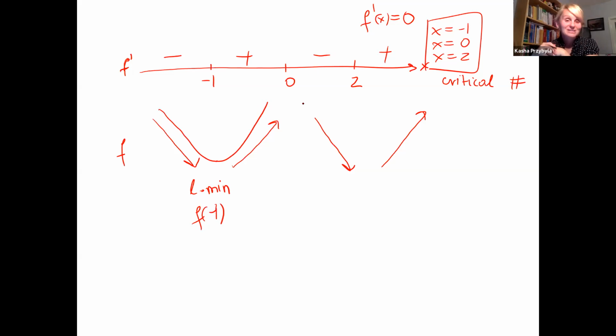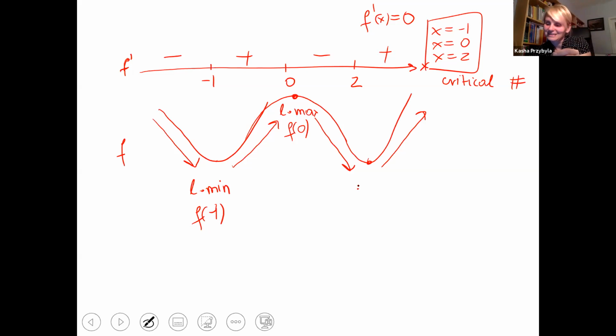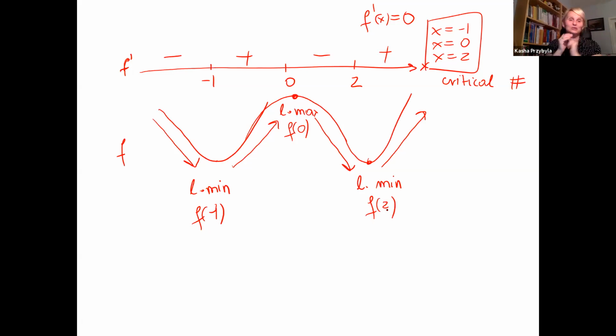And what about at 0? On the left-hand side, the function is increasing and then decreasing. What is happening here? Of course, we will have a local max at 0. And what is happening at 2? We know increasing, decreasing, local minimum again. Thank you for typing for me at 2.